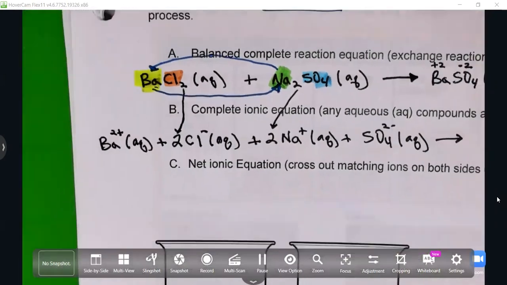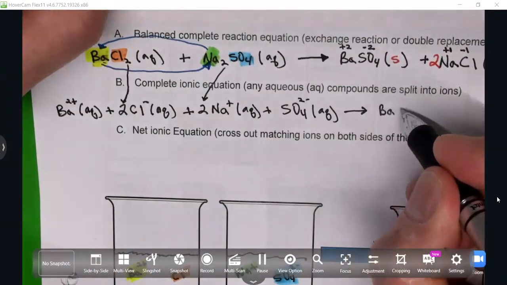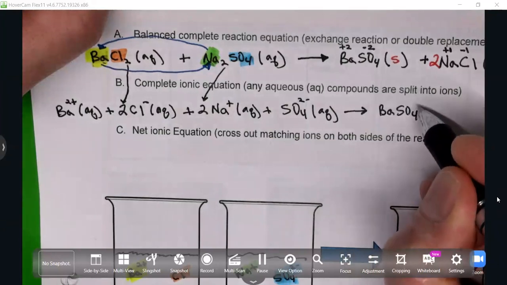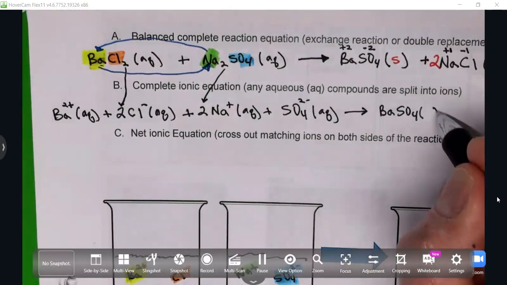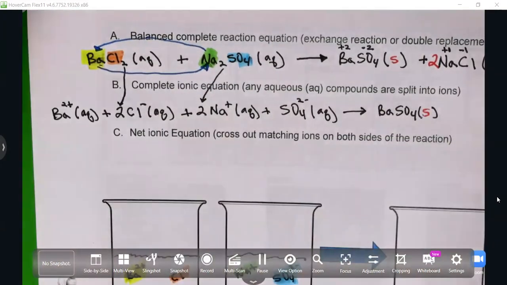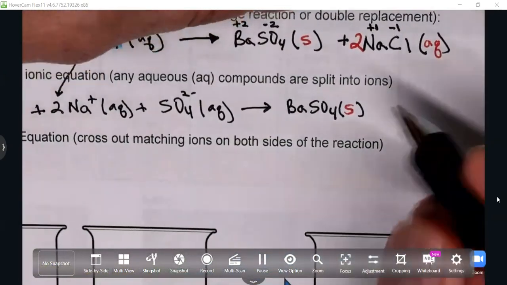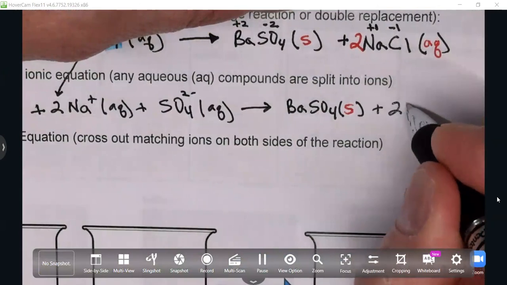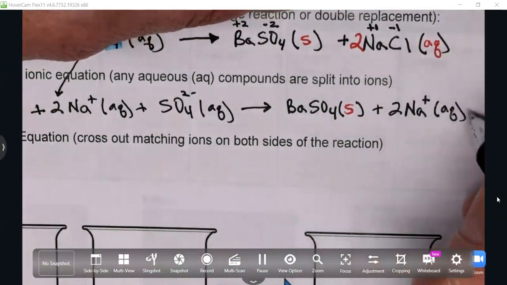Then on this side, I am going to get barium sulfate, which has to stay together. And over here, I am going to get 2 sodiums and 2 chlorides.